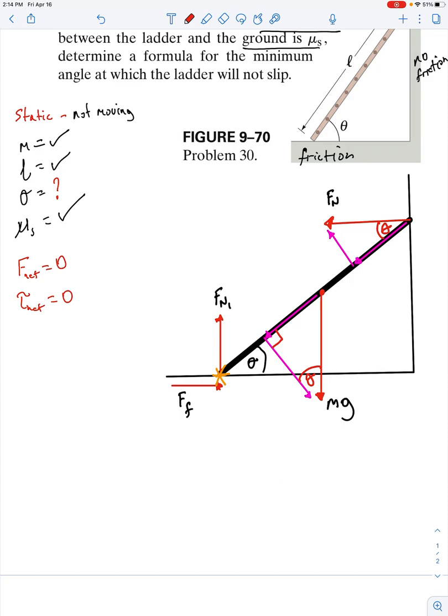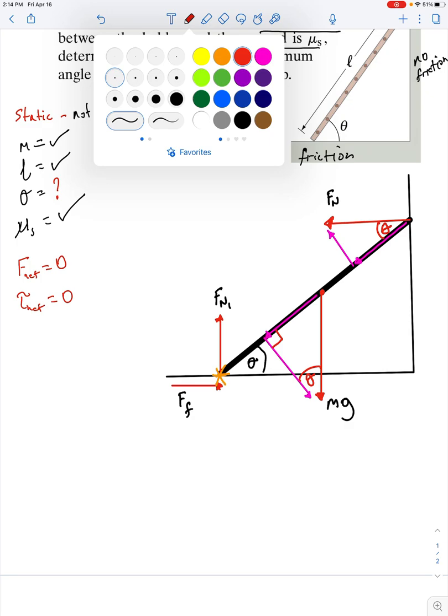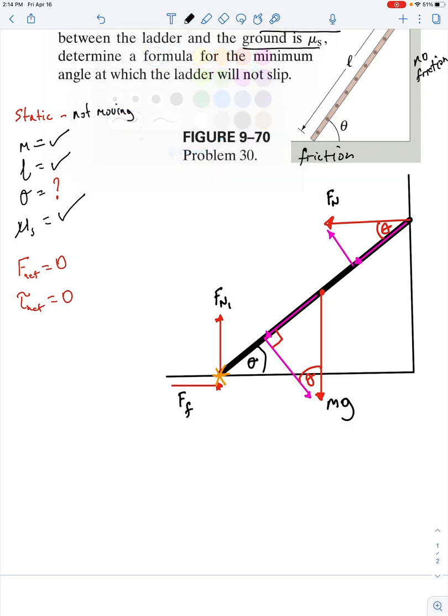So then we label this junk. Let's go with our finer tip. Then we label these. This would be my cosine, because it touches the angle. And this would be my sine.